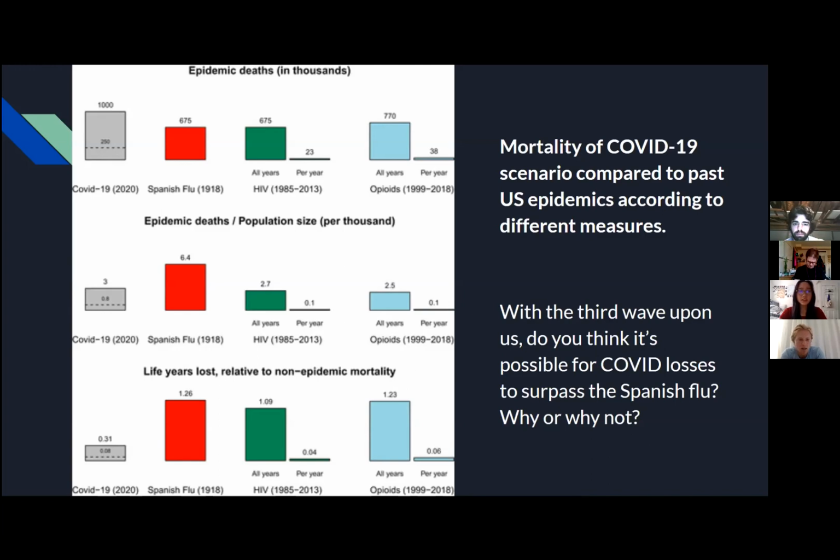However, this graph was taken from a study published in August this year. So as COVID isn't done yet with the third wave upon us, do you think it's possible for COVID losses to surpass the Spanish flu losses? Why or why not?